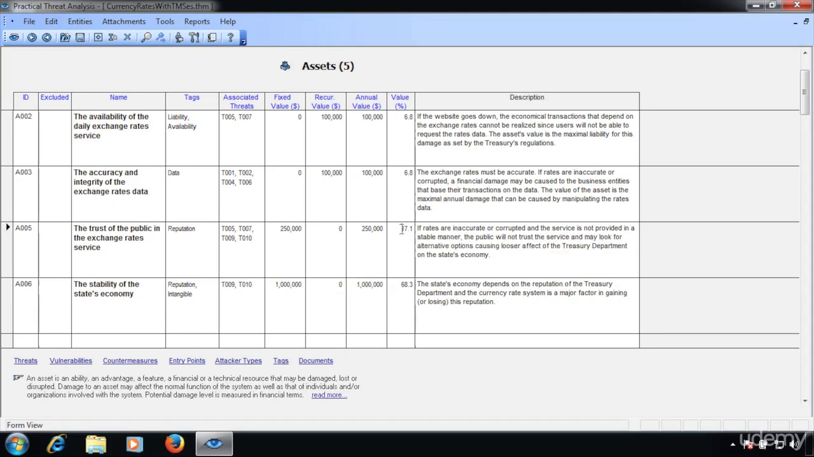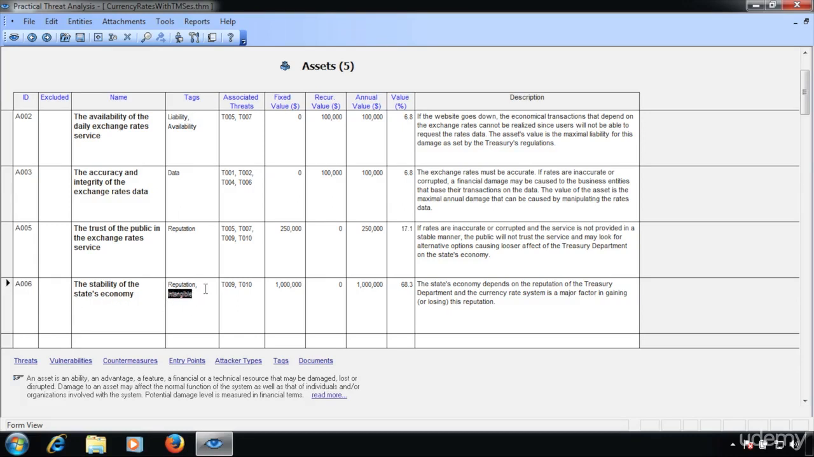Now, here is the percentage of the value from the total value of our company. If our company has a value of $1.5 million, this is close to 17%. Now, a few minutes ago, we just saw that the cost is about $1.4 million. So we have 6 assets: stability of the state's economy.